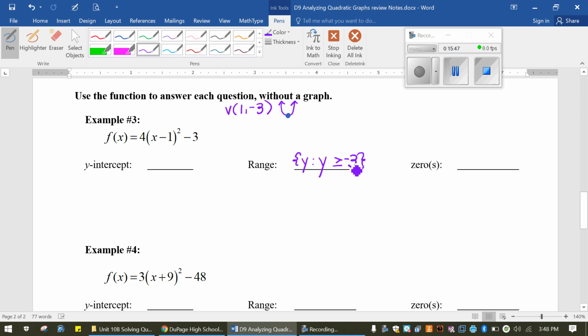Okay, and then for the y-intercept, just like we did on the front, we're going to substitute in 0 for x.